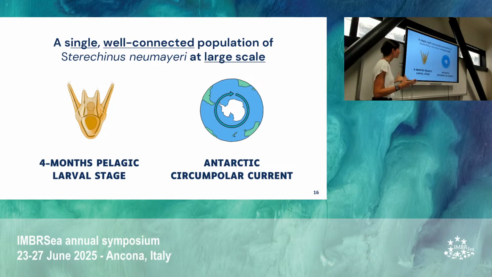So, based on those results, we can conclude that we have one single, well-connected population of Sterechinus neumayeri at a large spatial scale, which is in fact consistent with the 4-month pelagic larval phase of the species and the Antarctic Circumpolar Current, which is flowing around the continent and likely promoting dispersal over large distances.